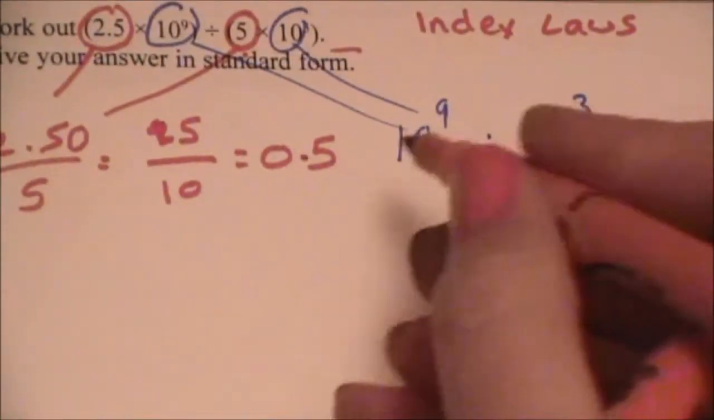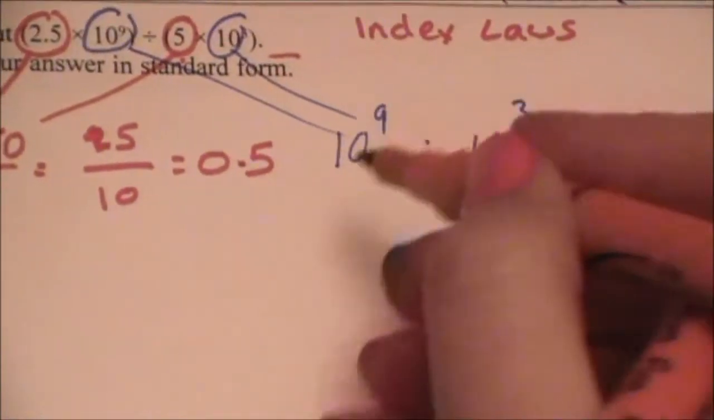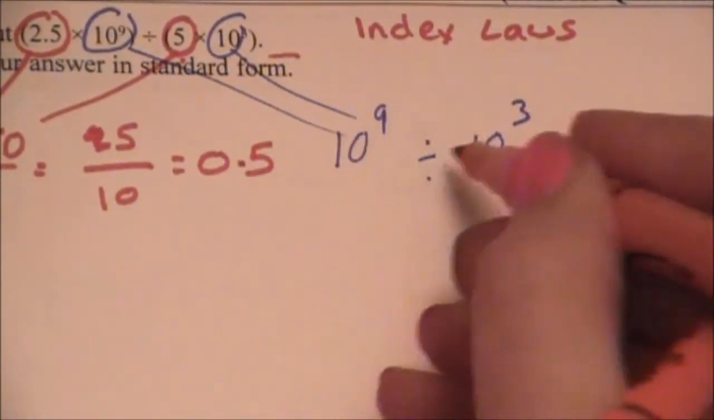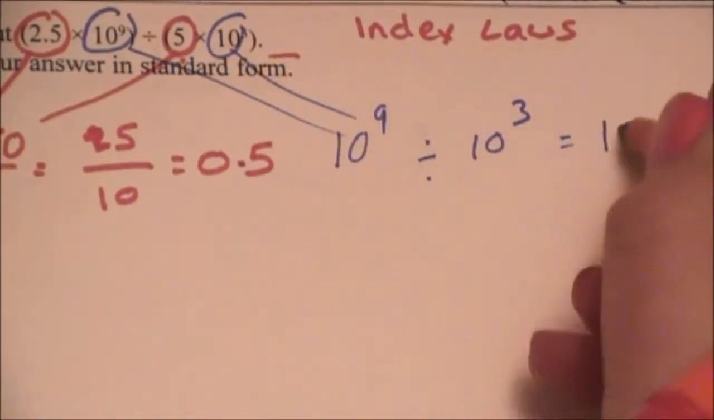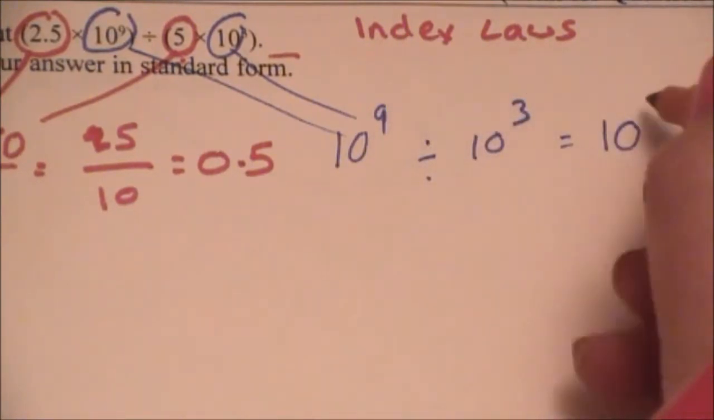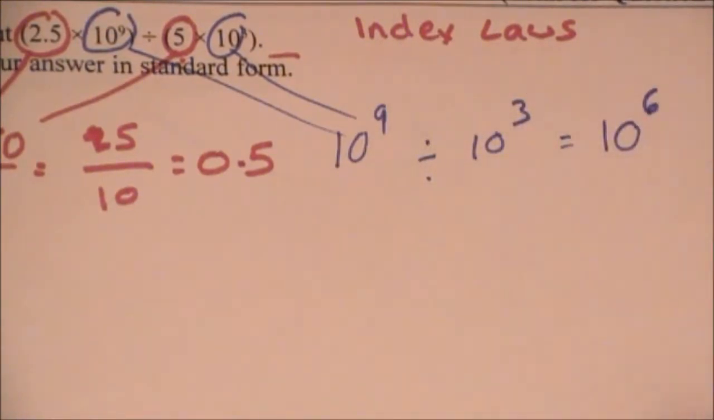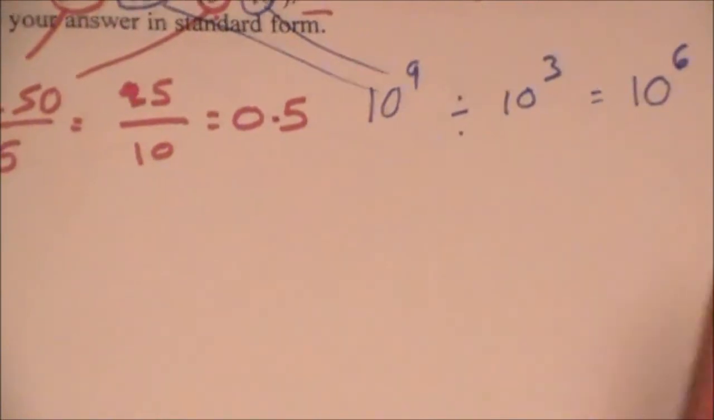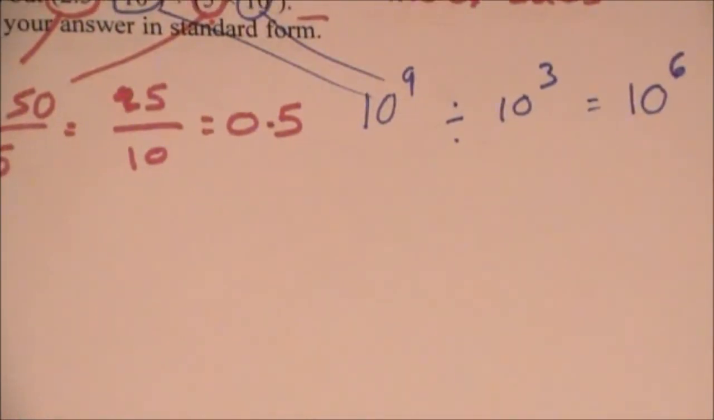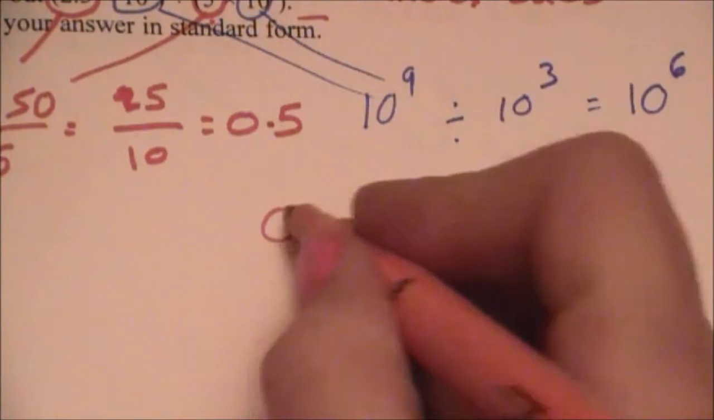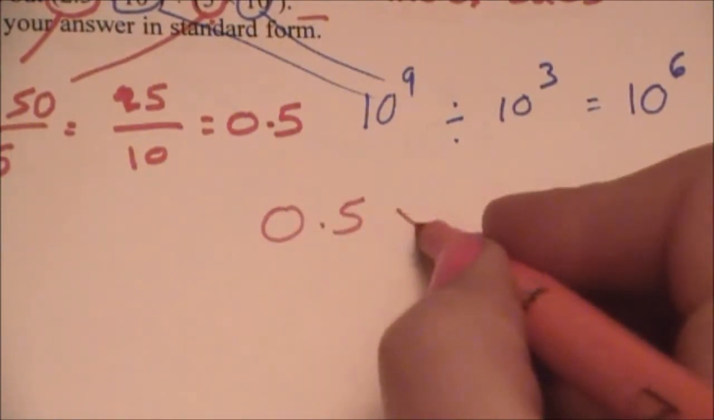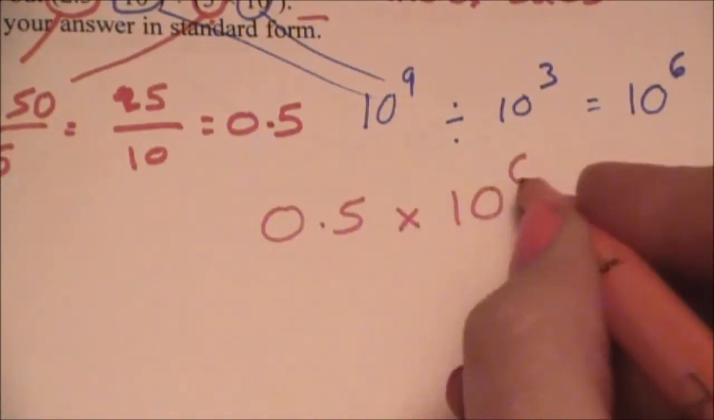Now over to my index laws for the powers of 10. 10 to the power of 9 divided by 10 to the power of 3 is going to give me 10 to the power of 9 take 3, which is 10 to the power of 6. So at this point, I'm going to put my two answers together now. I'm going to have 0.5 times by 10 to the power of 6.